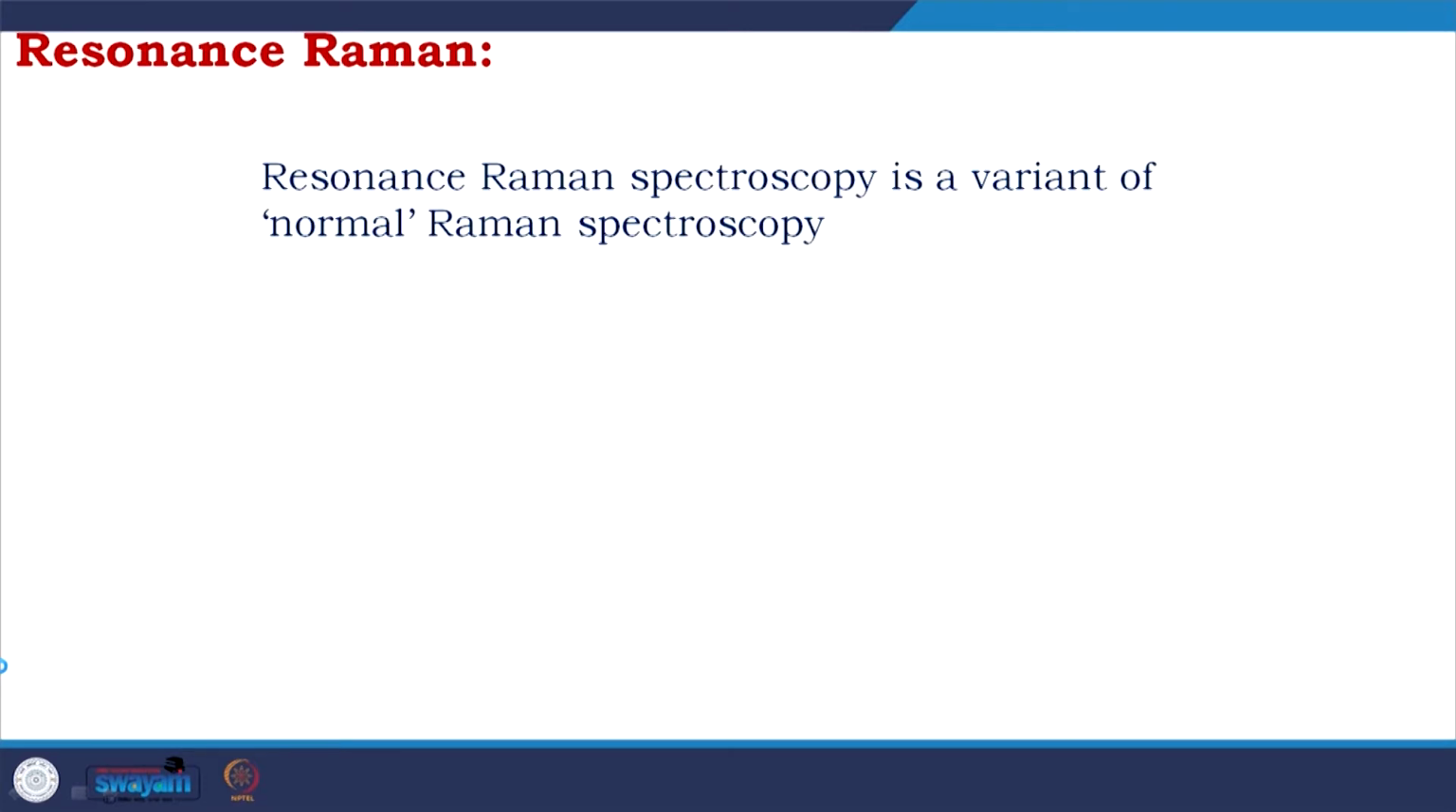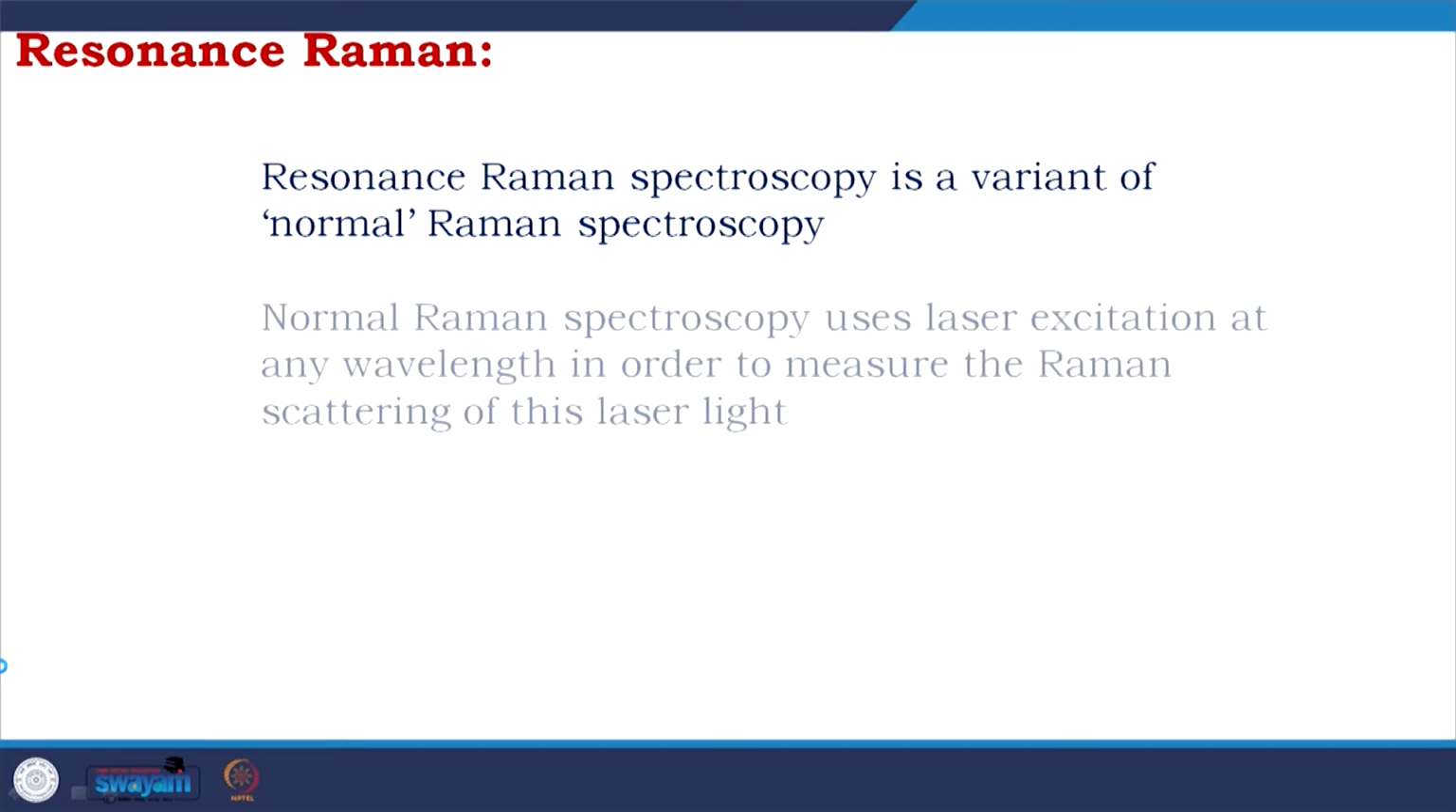We will start with resonance Raman. Resonance Raman spectroscopy is a variant of normal Raman spectroscopy. You probably remember that in the last class I talked about the Raman signal being very weak. So, normal Raman was not very fruitful for experimental purposes and data collection. It needs very specific instrumentation.